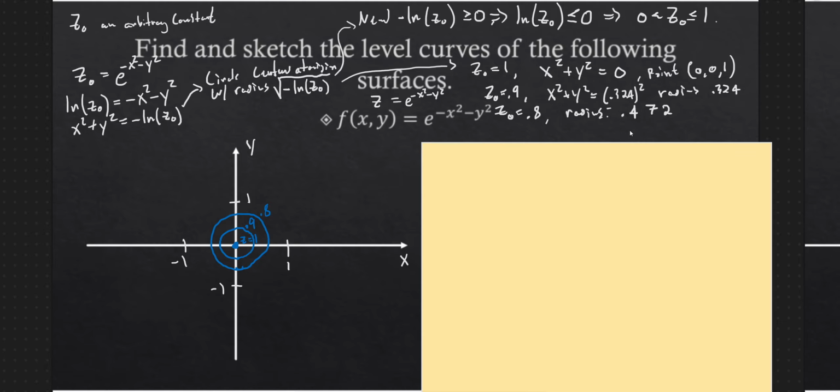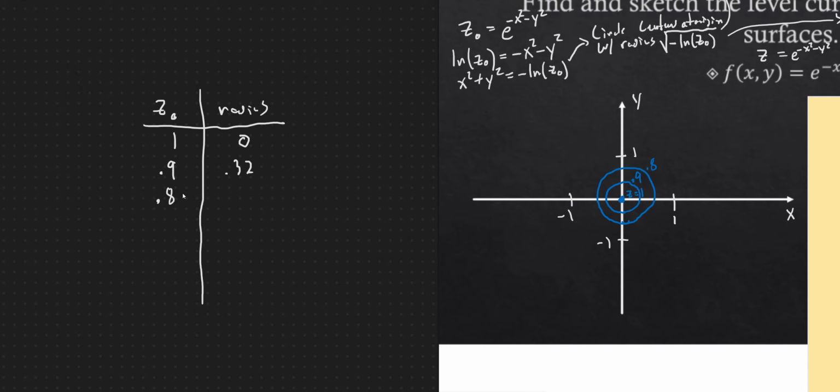So we can do this for a lot of these. I could even make a little table here. How about I make a table over here? I'll have my z naught value, and then I'll have the radius over here. And we've already done some of these. So when z naught was 1, the radius was 0. When it was 0.9, the radius was 0.32 something. When it was 0.8, we had 0.47. Maybe I'll just stick to 2 decimal places of rounding.